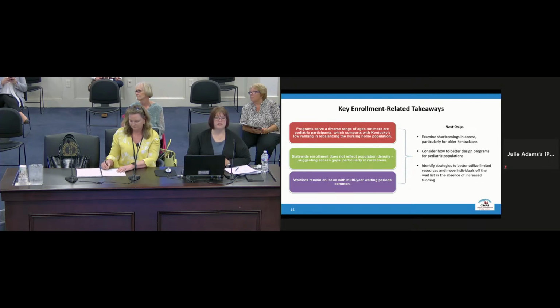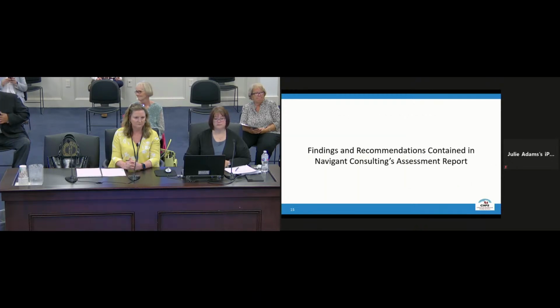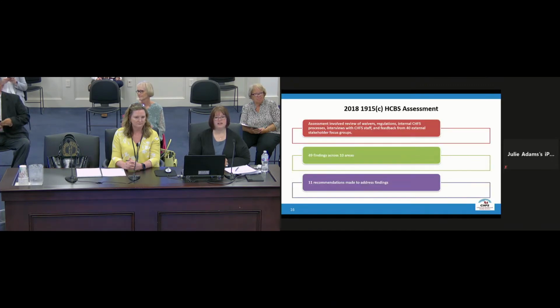So what do we need to do? We need to look at what the shortcomings are in access. We need to look at how do we better design the programs to serve the pediatric populations that we're seeing, and identify strategies to better utilize limited resources and to get individuals off the wait list in the absence of increased funding. I'm going to highlight some of the findings from the Navigant Assessment.